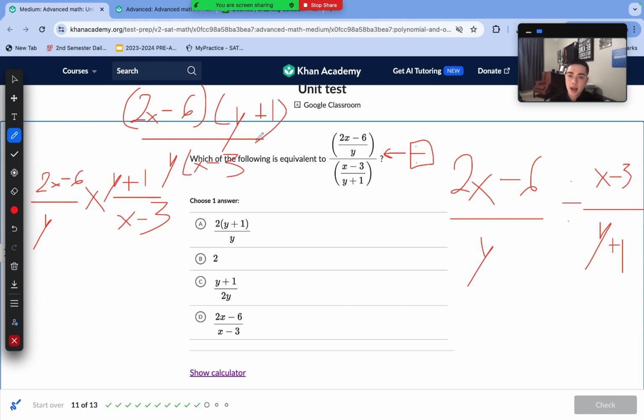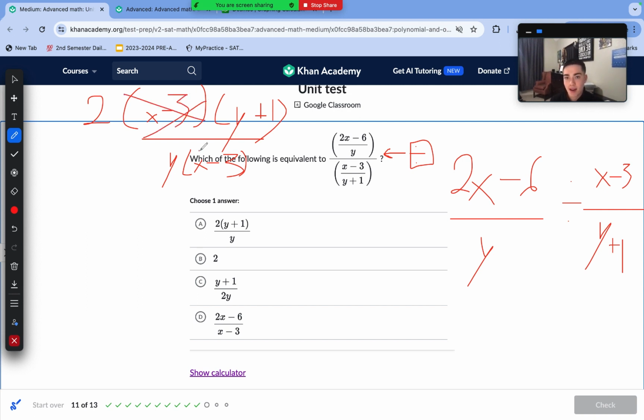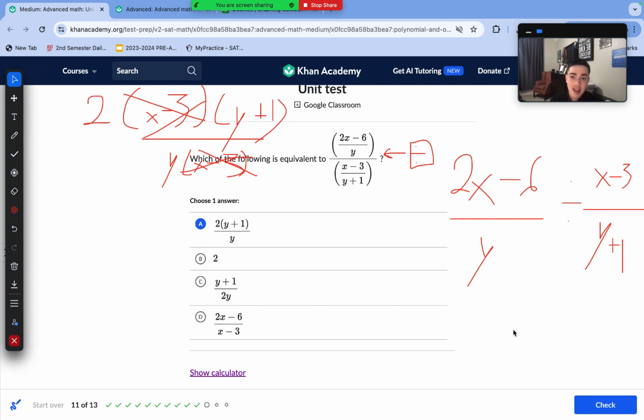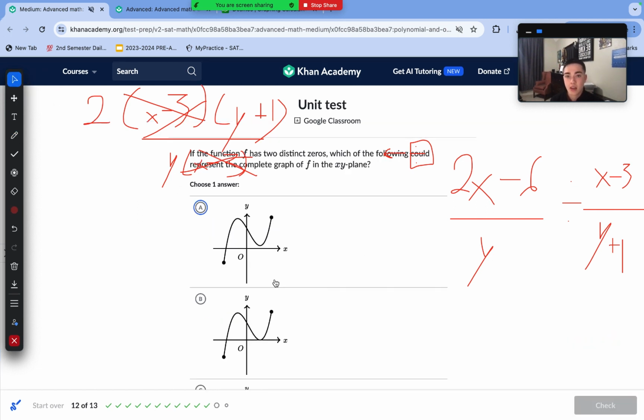And now we're going to have to simplify this. So right off the bat, we can factor 2 out of 2x minus 6, so that's 2 parentheses x minus 3, which is then going to cancel with the x minus 3 in our denominator. So that means we would be left with 2 parentheses y plus 1 over y, and that means that answer choice A is the correct answer here.